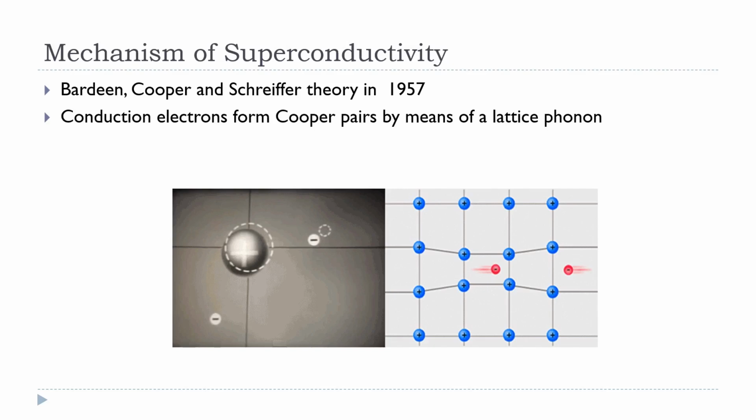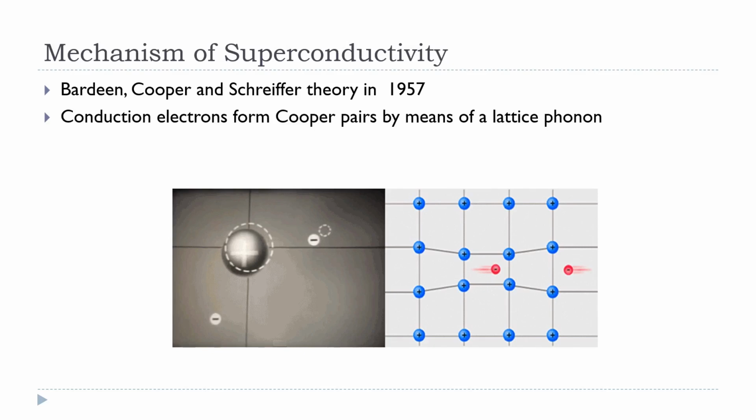Superconductivity was successfully explained by the Bardeen, Cooper, and Schrieffer theory, the BCS theory, in 1957. In this theory, the three scientists put forward the existence of Cooper pairs. It is a pair of electrons that is joined together by means of a lattice phonon.